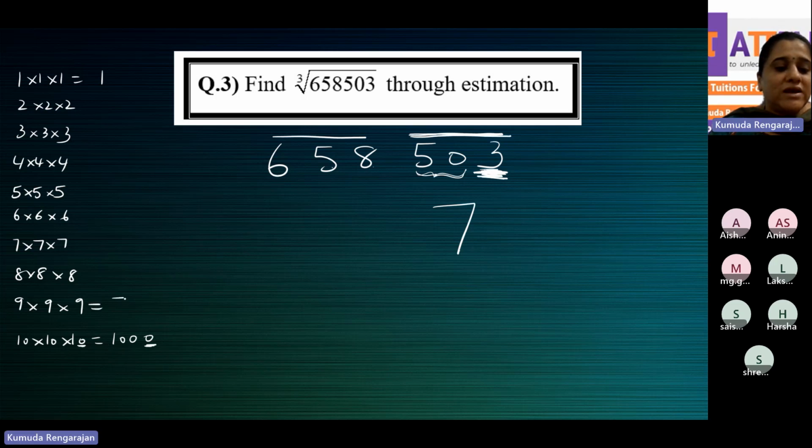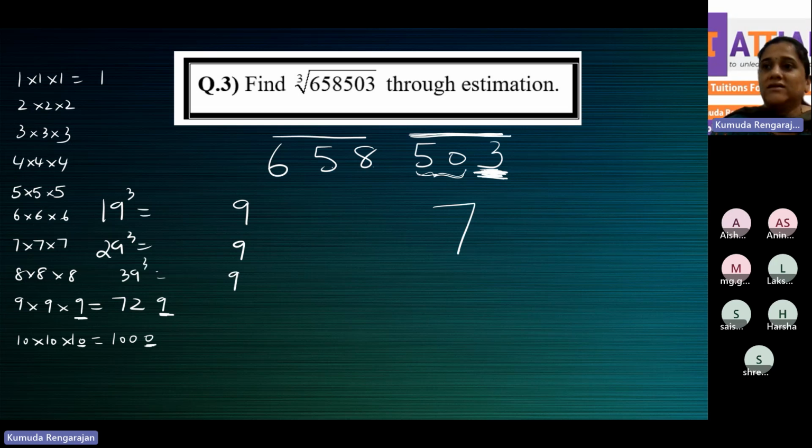Now, this one is 729. 729 is a perfect cube. It ends with the digit 9, and its cube root is 9. So 19 cubed will end with 9, 29 cubed will end with 9, 39 cubed will end with 9.